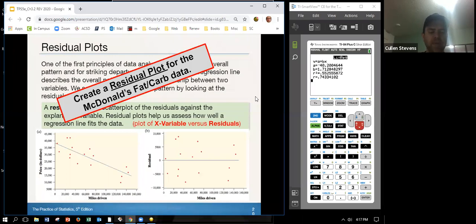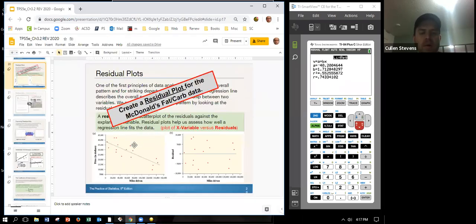And then we can talk about a residual plot here for the McDonald's fat data. Okay. So really what I want to show you here is that this line of best fit and the residual plot, they have a really nice relationship. See this line of best fit here that's coming down, that's decreasing? In a residual plot, this line of best fit kind of becomes our horizontal axis.